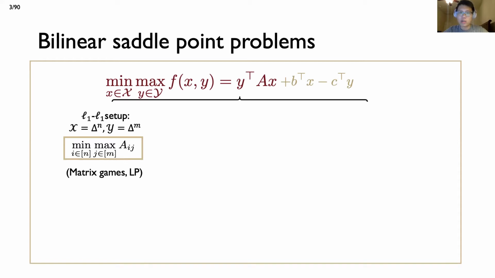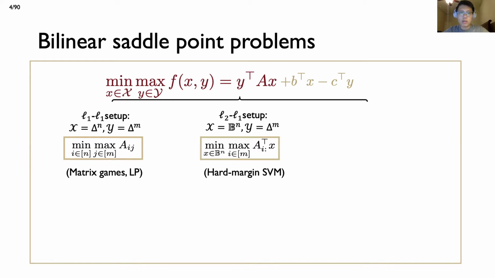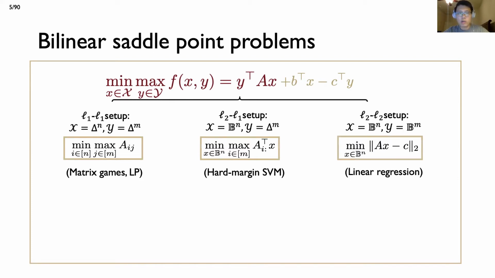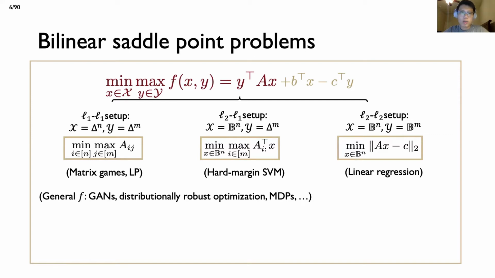By fixing domain geometries of both players to be probability simplices, the problem becomes a zero-sum game, which also captures linear programming. We call this an L1-L1 setup. An L2-L1 setup, where the X player lives in a Euclidean ball, encapsulates linear classification. And an L2-L2 setup is the primal dual form of linear regression. More generally, efficient large-scale minimax optimization has received significant interest due to its role in capturing an adversary in various problems in modern machine learning.